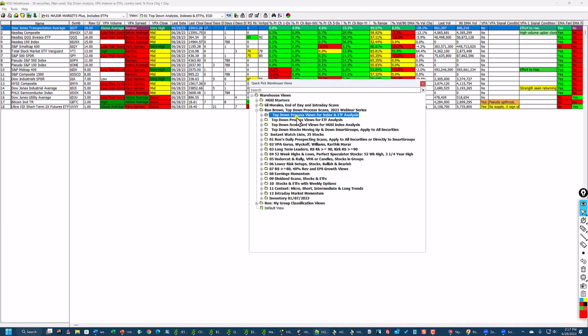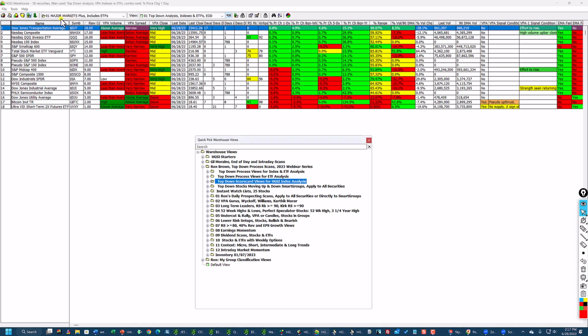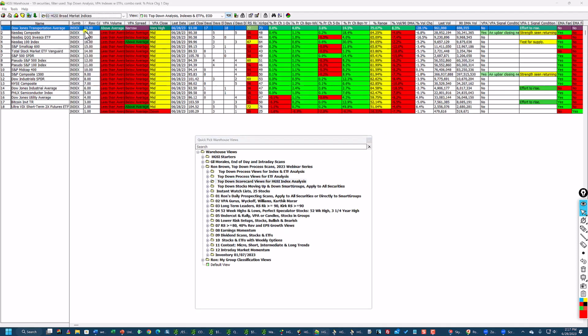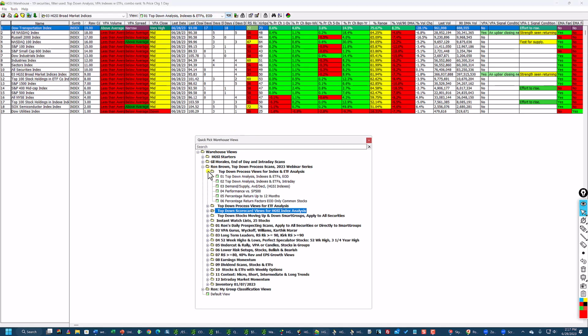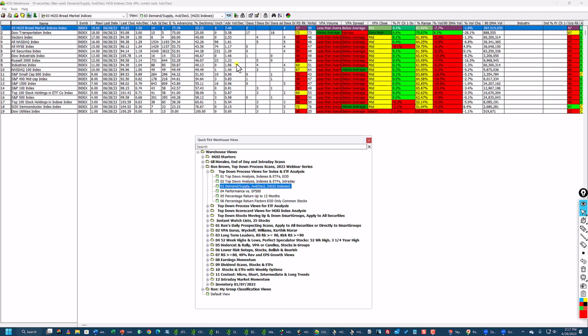Okay, so here's the top-down process for index and ETF analysis. For ETF analysis, these are for the HGSI indexes. I do want to show you one more thing here. I'm going to go down to the broad market indices, and if you open this up, number 2 is intraday. You can see there's nothing there right now, and number 3 is demand supply. This shows the advancing issues versus the declining issues on anything that says symbol. So you can tell immediately the breadth of any one of these indexes for the overall market.